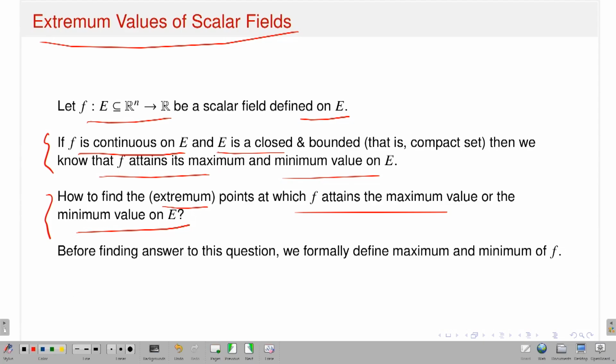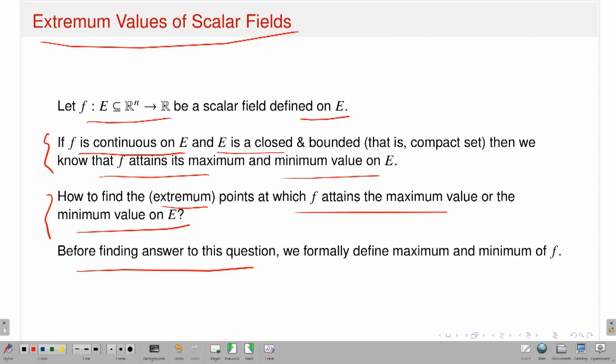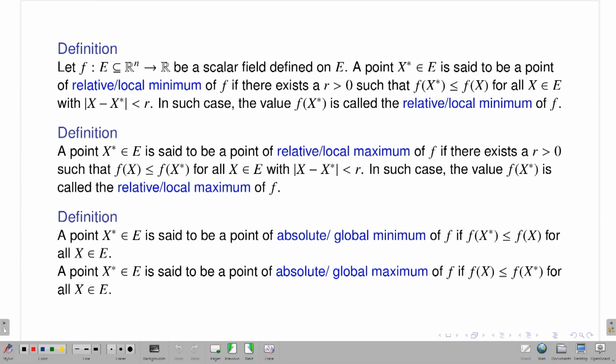Before finding an answer to the above questions, I have to define what I mean by maximum and minimum corresponding to the scalar field f. So that I need to introduce, and then I will talk about how, for the given function f, to find the possible points I can investigate. If an extremum exists for that function, these are the possible points one can check for the attainment of those maximum and minimum values. Let me see the first definition first.